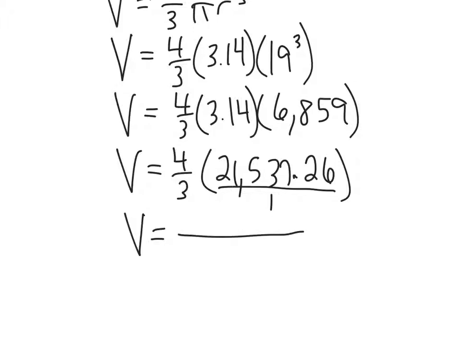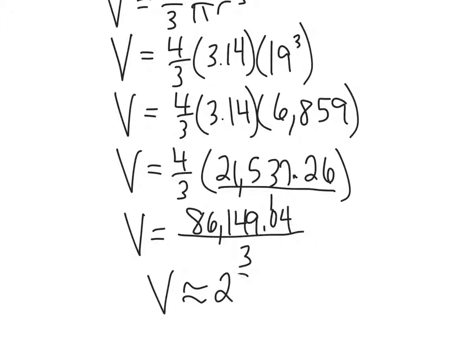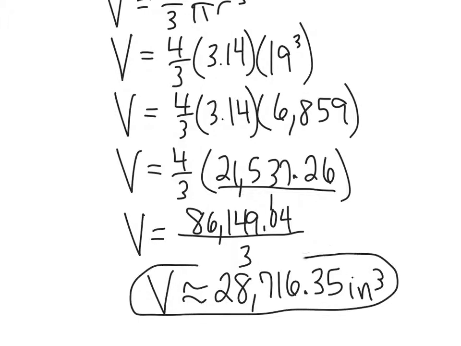So if we multiply that, it would be 86,149.04 over 3. And then we're going to divide this out and go to the nearest hundredth. And that is about 28,716.35 cubic inches. Again, that's to the nearest hundredth.